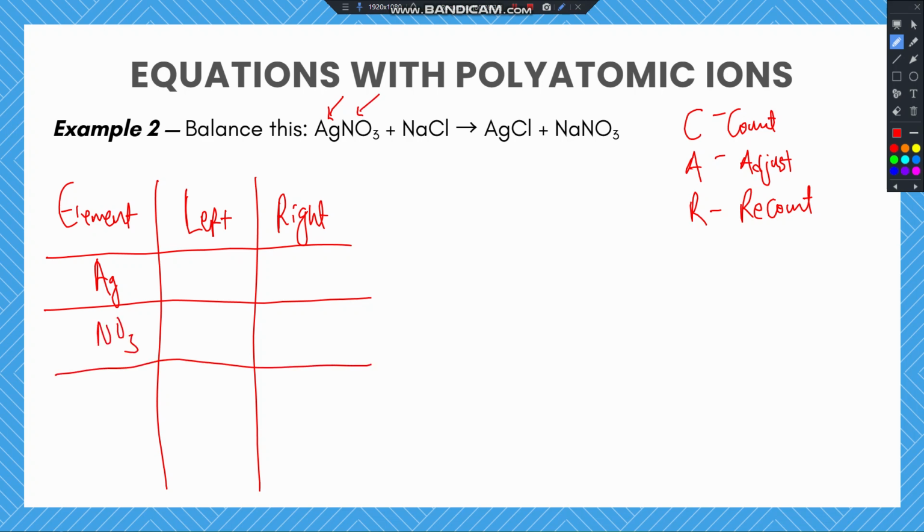I also have sodium Na. You can see sodium over here. And then finally I have chlorine Cl. Now Ag appears once on the left and once on the right, 1 1. The nitrate ion appears once on the left and once on the right as well, 1 1. Sodium appears once on the left and once on the right, 1 1. And then chlorine appears once on the left and once on the right.